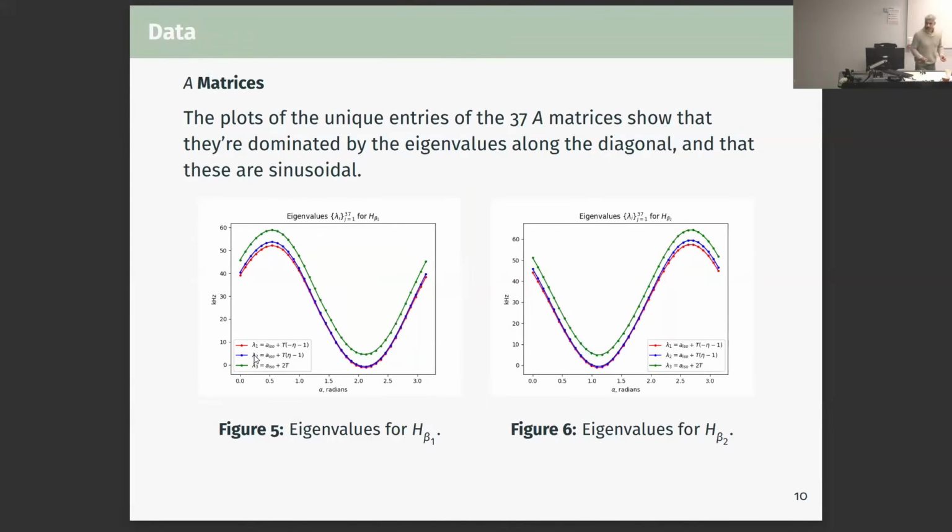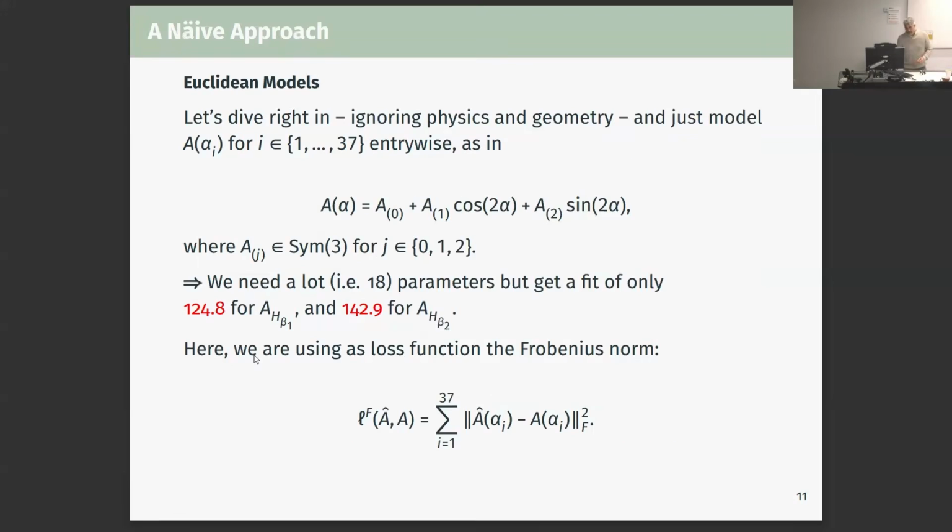So these matrices are dominated by the eigenvalues. This just illustrates them. You've got three mostly unique curves, though they intersect a little bit, across these readings, 37 of them. And they're sinusoidal, which is a bit of a gift in the situation, because it lures you in and says, why not just ignore any highfalutin geometry and physics and just go for it? Just go with sines and cosines. Why not just do it?